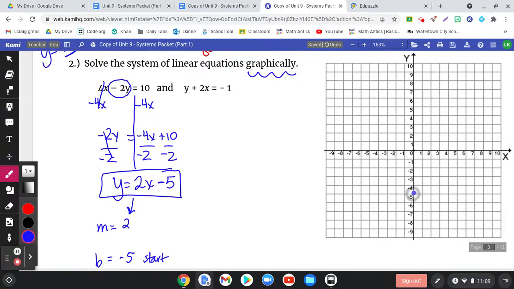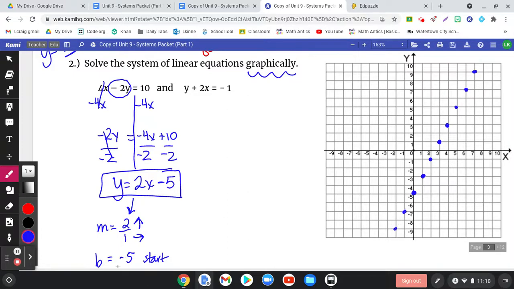So we start down here at negative 5, and our slope's positive 2 over 1. So that means we're going to go up 2 and then to the right 1. Up 2 over 1. Up 2 over 1. And you just keep adding a point there. The slope is like steps. The bigger the number, the more steep it is. I'm just going to go back this way too.